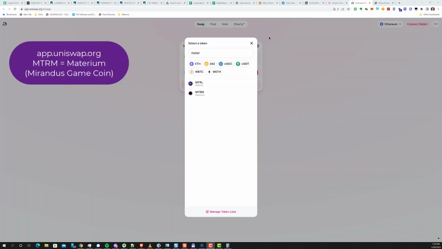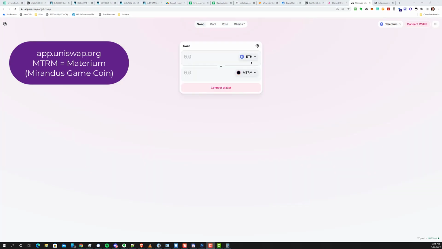Oh, one little bonus for you before we close. Materium. Materium is the new coin that just came out for the new game Mirandus. I mean, Mirandus isn't that new, but it's not out yet, right? The game is still being developed. It might be developed for another year before it's even in beta. We don't know. So anyway, here I'm on Uniswap, and it's hard to find these tokens sometimes on the other exchanges. And it's hard to get a price in US dollars as well.